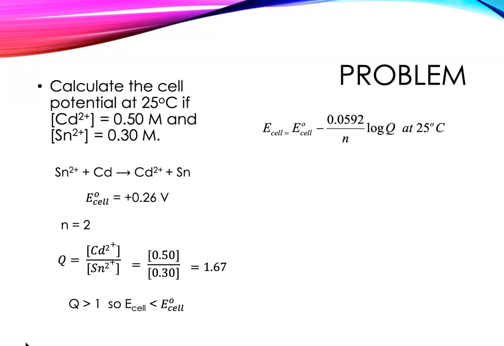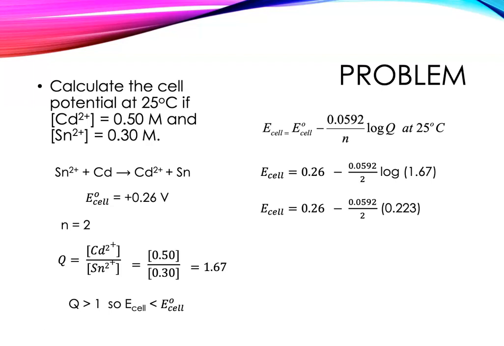However, we're here. We're feeling really mathy today, and they're not very difficult problems to do. So let's finish the problem. Let's substitute in. We know E naught is 0.26 volts. We know n is equal to 2. We know Q is equal to 1.67. And at this point, all we have to do is finish evaluating this expression. We take the log of 1.67. We start putting our terms together. We end up needing to subtract 0.0066 from our standard cell voltage. And what we find in the end is that the E cell at these non-standard conditions is 0.25 volts.